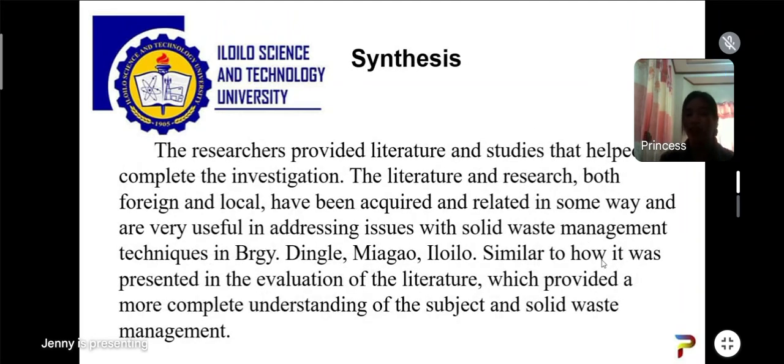So our synthesis. So these researchers provide literature and studies that help complete the investigation. So the literature and research, both foreign and local, have been acquired and related in some way and are very useful in addressing the issues with solid waste management techniques in Barangay Dinggit, Iloilo, similar to how it was presented in the evaluation of the literature, which provided a more complete understanding of the subject and solid waste management.